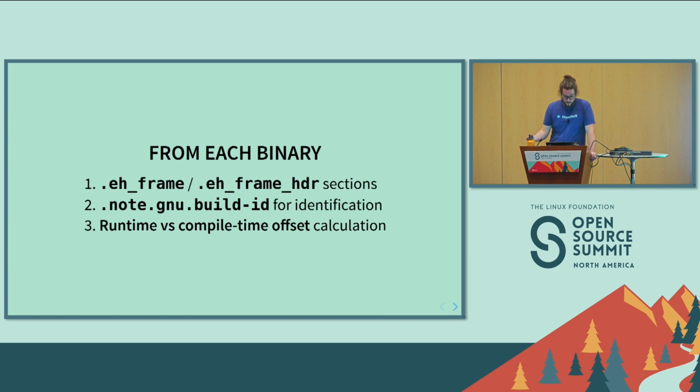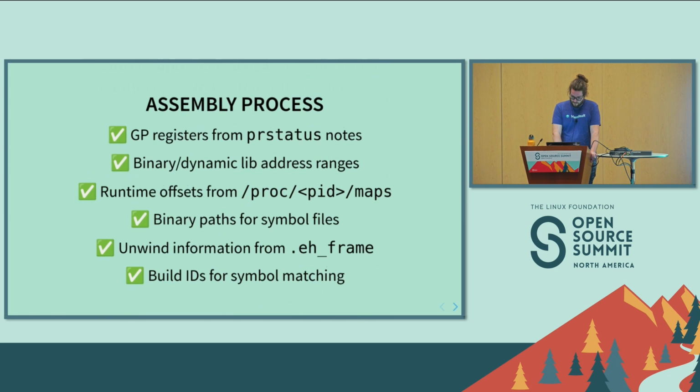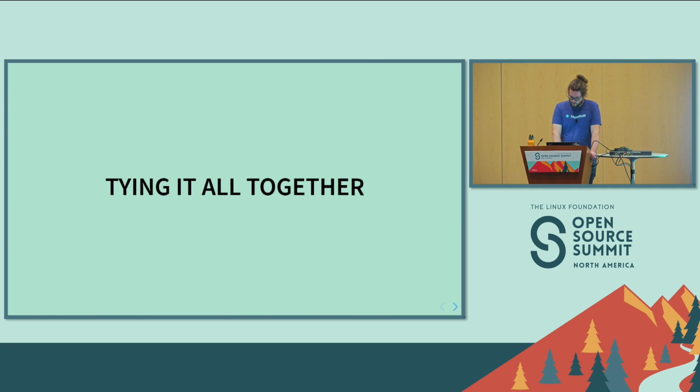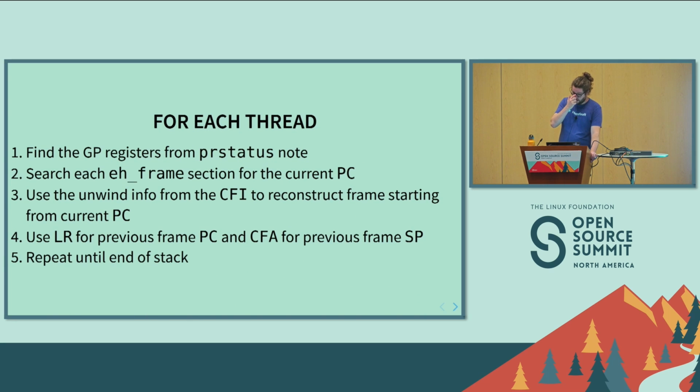So kind of reiterating, what do we need? Well, we need the EH frame and the EH frame header, which I haven't really talked about, but is basically just a lookup table into the EH frame. And then we need the build ID and our runtime versus compile time offset. So we've got it, we found all that. Let's run through a really basic example and see what we have.